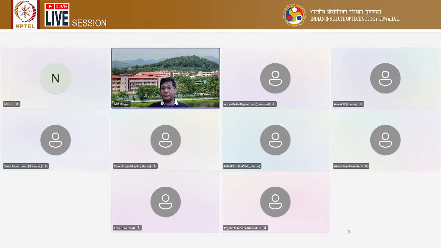Another question by Lova: sir, are instance segmentation models commonly used in research? Yes. Semantic segmentation and instance segmentation models are also used in research. You can find some research papers on semantic segmentation or instance segmentation. So Anand, thank you.